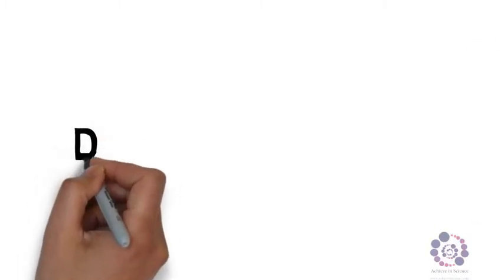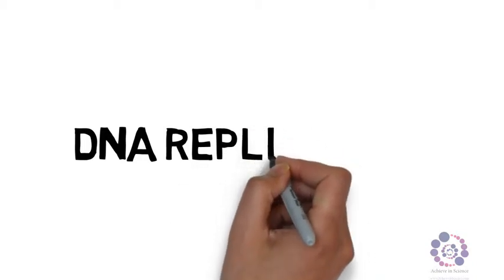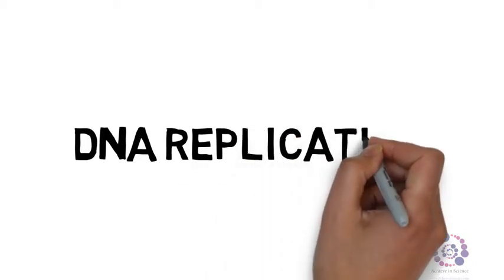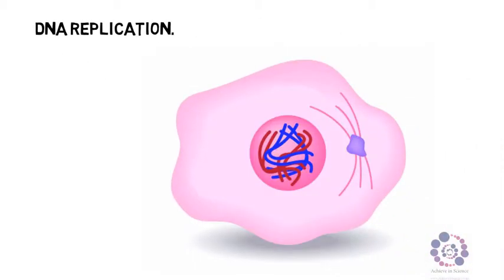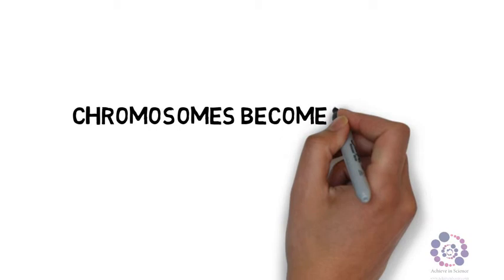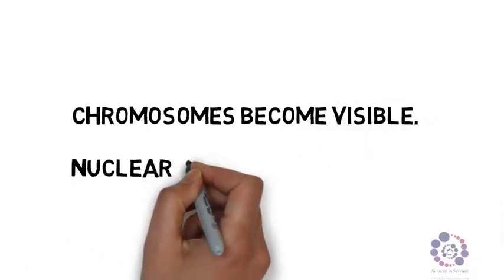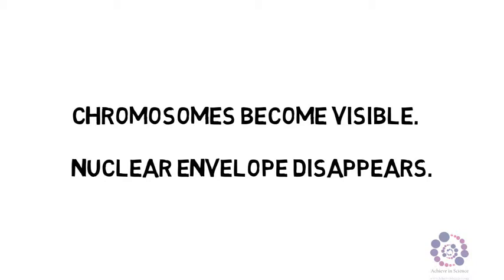Well, it all begins as the cell begins to prepare itself, where the DNA begins to copy itself, where the mitochondria and cell organelles begin to reproduce and replicate. This cell is beginning to go under mitosis. The chromosomes become visible. The nuclear envelope begins to disappear.